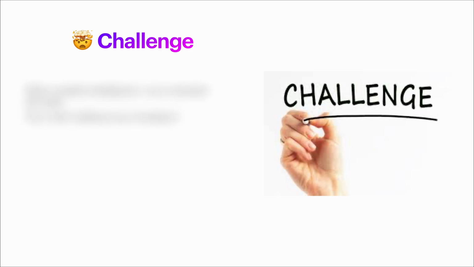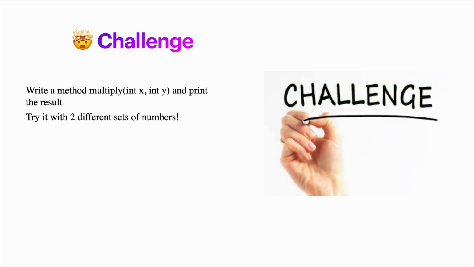Now your challenge is to write a method, and this method is going to be for multiply. So write a method multiply. Now what are you going to do? The multiply is going to take in an integer x, and it's going to take an integer y. Then it's going to print the result, and we are going to try it with two different sets of numbers and just make sure it multiplies.